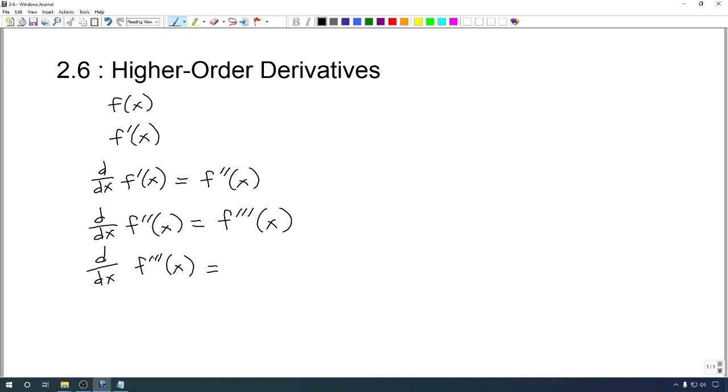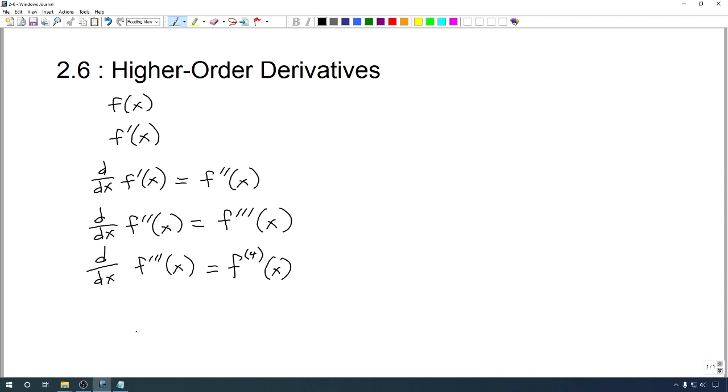At this point, just putting primes like we're doing here gets a little bit unwieldy, so we like to switch to instead using a number. What we do is we still write the f of x, and instead of the primes, we put the number of derivatives in parentheses, kind of as an exponent, but not as an exponent. The parentheses here are part of the notation, trying to say that this is a derivative and not some sort of exponent.